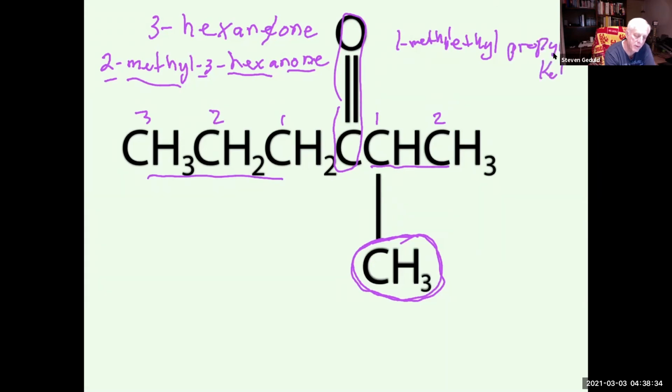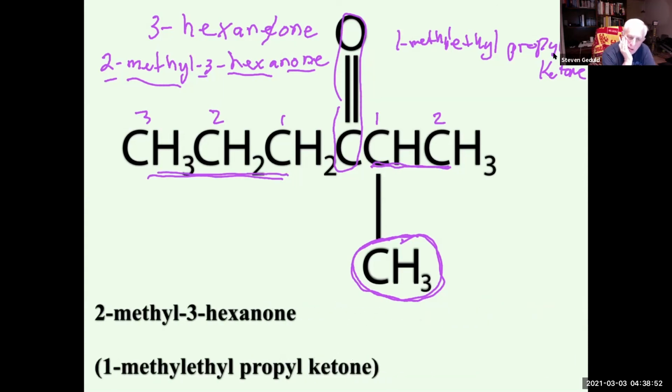Ketone. So this is 2-methyl-3-hexanone, or the common name is 1-methyl ethyl, because there's a methyl group at number 1, and this is ethyl right here. So 1-methyl ethyl propyl, 3 carbons, ketone. Okay. So 2-methyl-3-hexanone, that's our IUPAC name. And then 1-methyl ethyl propyl ketone. Keep getting different colors on this thing for some reason. All right.